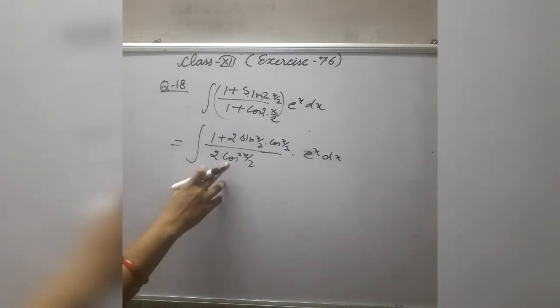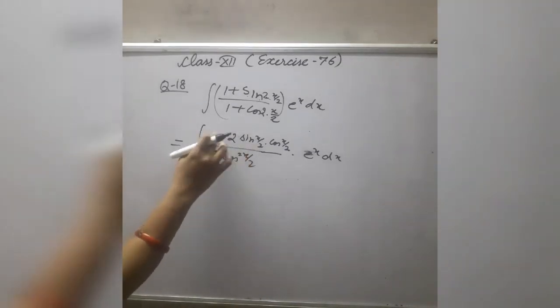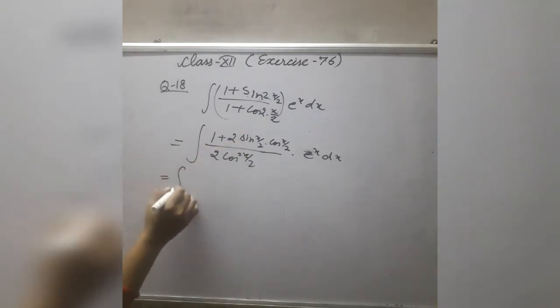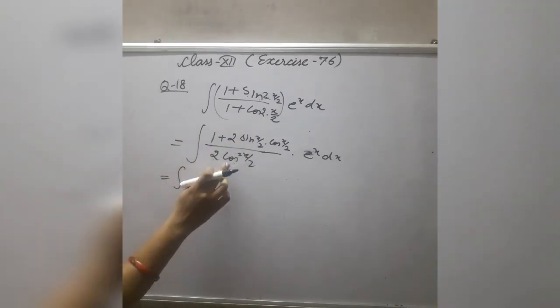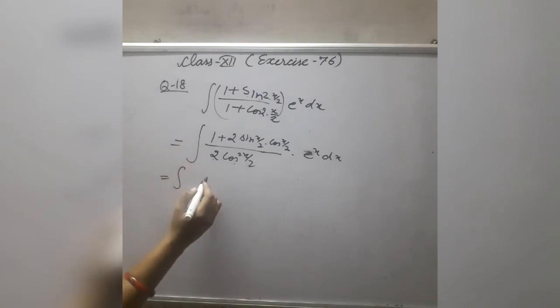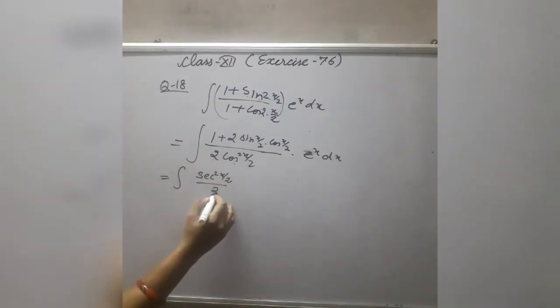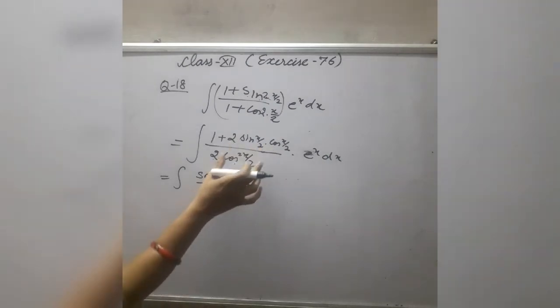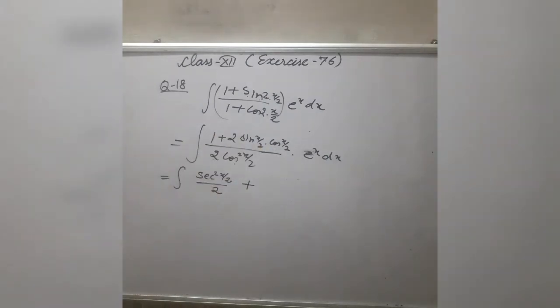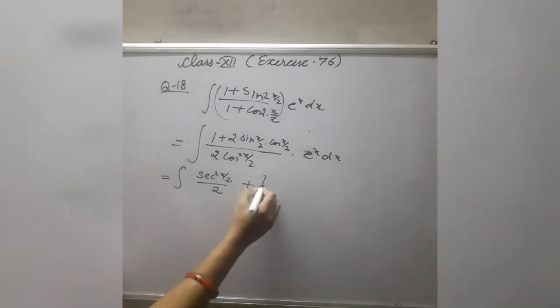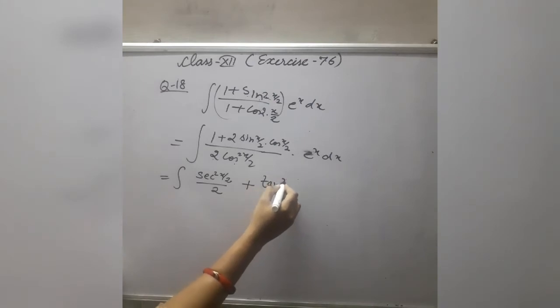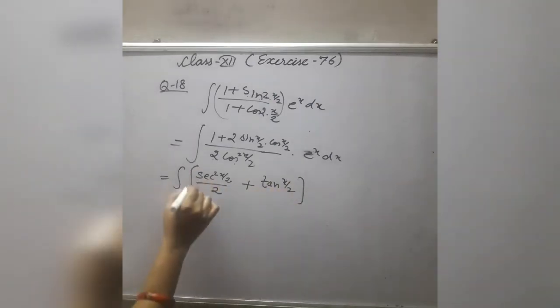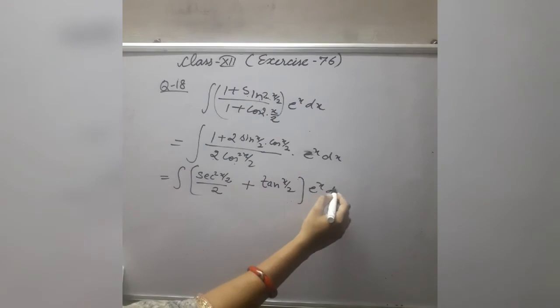Now taking this 2 cos square x by 2 separately with these two terms. Now this 1 by 2 cos square x, and the reciprocal of cos square is secant square. So it can be written as secant square x by 2 divided by 2, plus if you take this 2 cos square x by 2 with the second term, then 2 is cancelled with 2, 1 cos is cancelled, and sin by cos becomes tangent x by 2, and outside this e raised to power x is written here.